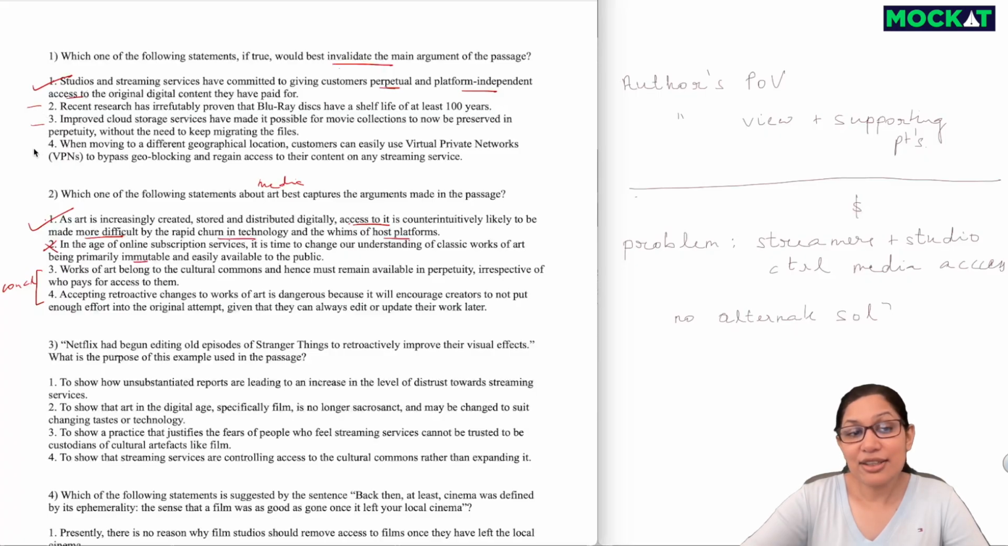Whereas 2, 3 and 4 are all tackling only smaller parts of the problem. This is tackling the Blu-ray disc part. This is speaking about cloud storage, so you can save it perpetually. This is speaking about switching locations. But if any of these is true, that means that there are still other parts of the problem to be solved. So even if I can go to a different location and still have access to what I've paid for, what if that particular platform simply removes it or edits it, for example? So these three we can eliminate because option 1 is completely destroying the author's view.